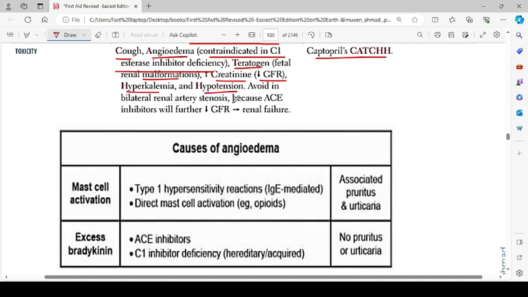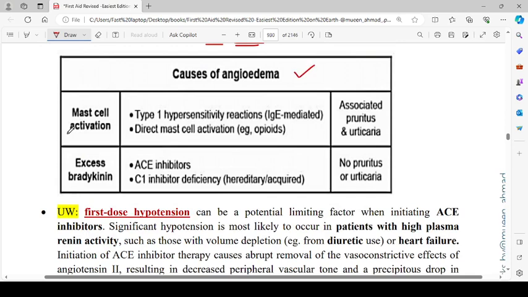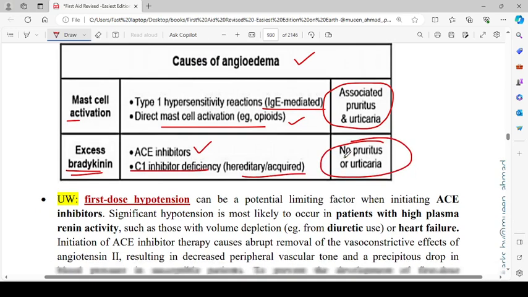Avoid in bilateral renal artery stenosis because angiotensin converting enzyme inhibitors will further decrease the GFR and there will be renal failure. Causes of angioedema: mast cell activation, type 1 hypersensitivity reaction like IgE mediated and direct mast cell activation, for example opioids. These are associated with pruritus and urticaria. Excess bradykinin can be caused by ACE inhibitors or C1 inhibitor deficiency, hereditary or acquired. No pruritus or urticaria will be there.